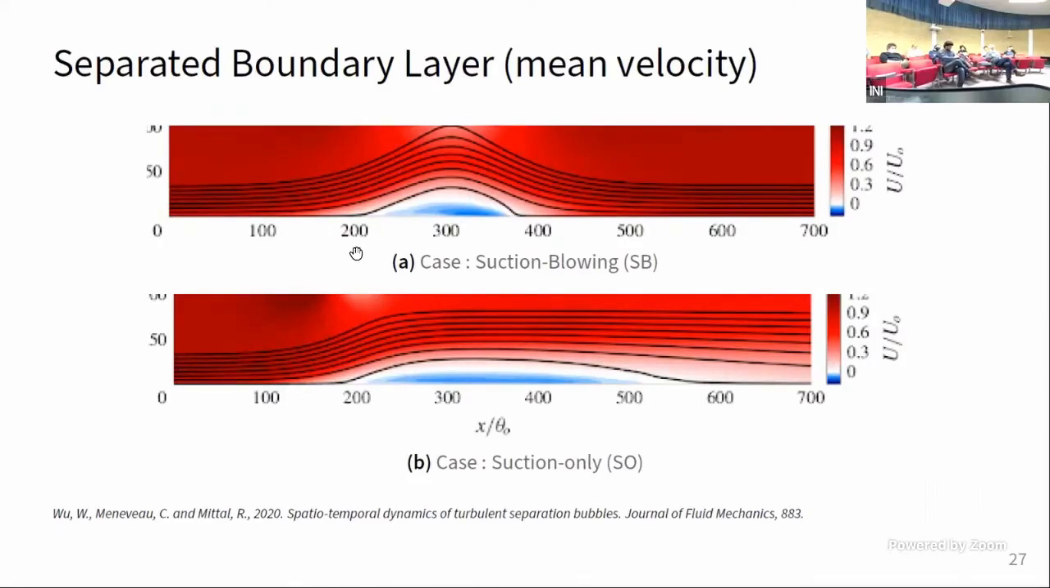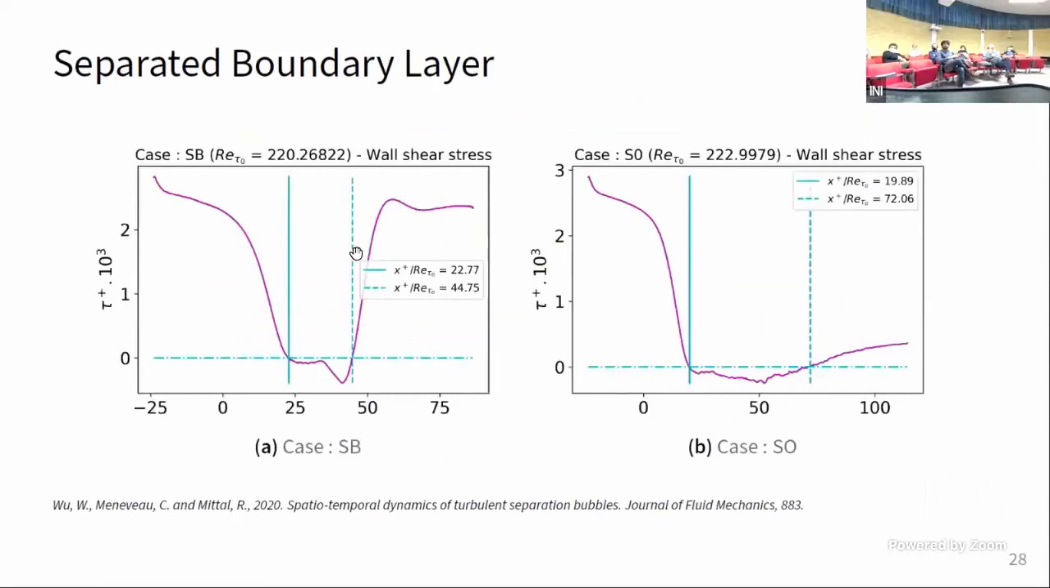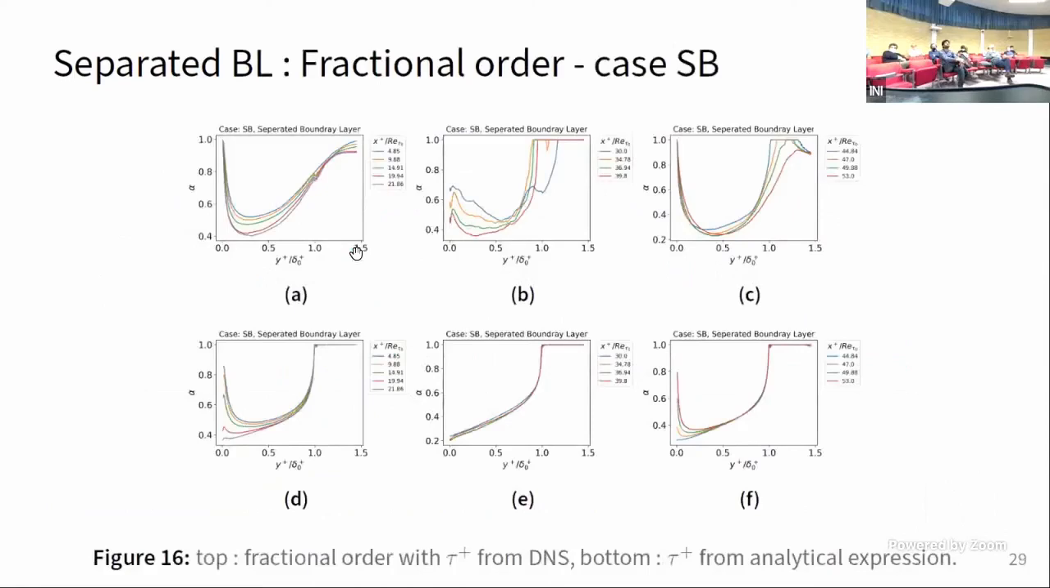So the flow reattaches naturally, but in the case of suction and blowing, the flow actually reattaches primarily as a result of blowing. That blue region over there is a flow that is separated, and there is a recirculation bubble in that blue region. So the intersection points are the reattachment and the separation points.